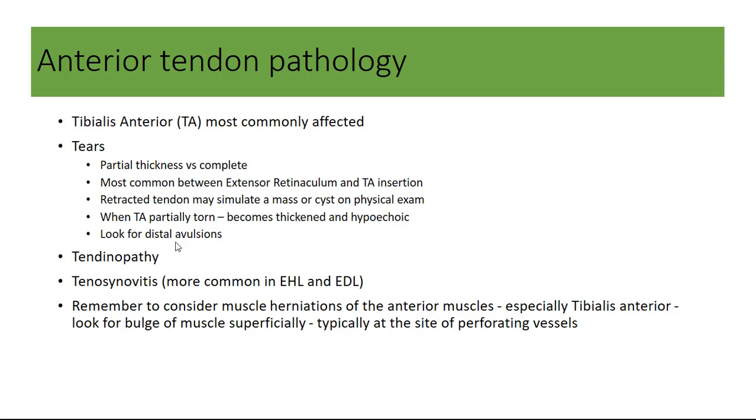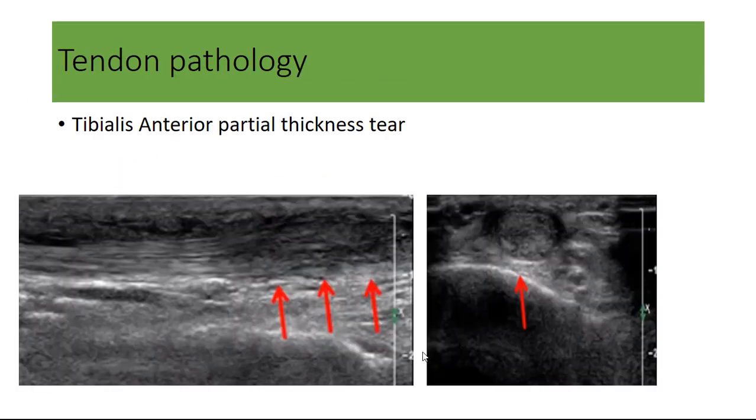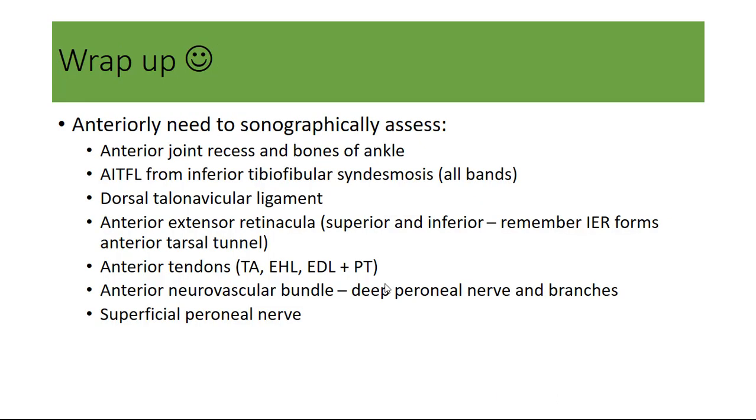And always remember that there could be distal avulsions, but you can get tendinopathy, you can get tenosynovitis, and muscle herniations, remember that. Tibialis anterior partial thickness tears can be just messy to look at, and you need to make sure that you're not just having anisotropy. You can dorsiflex the foot and invert the foot to have a look at this tendon. So just as a wrap up, what do we need to assess anteriorly?